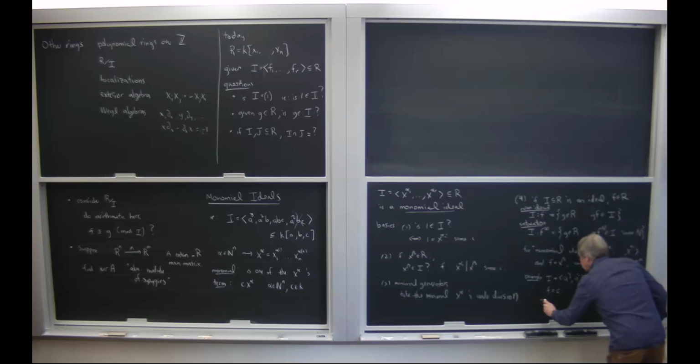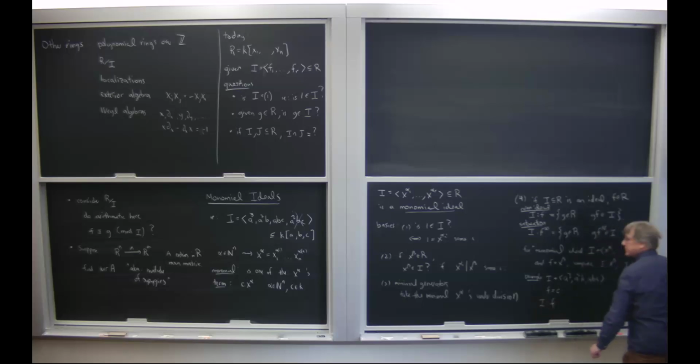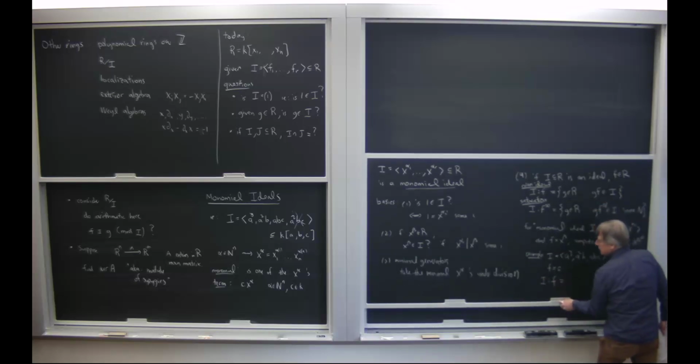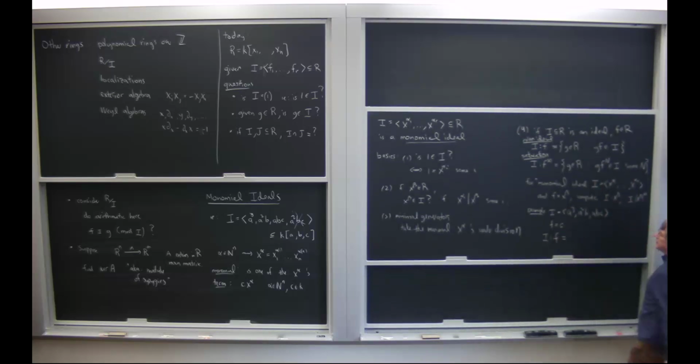So I colon f, is this visible now on the screen, this corner? Yeah, it looks like it is. Okay, good. This is equal to, except I want to move it up a bit. I colon f is going to have a cubed in it. Going to have a squared b in it. But what about abc?